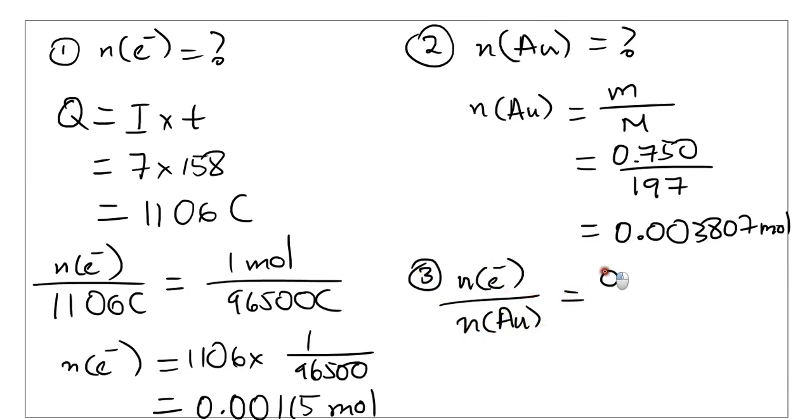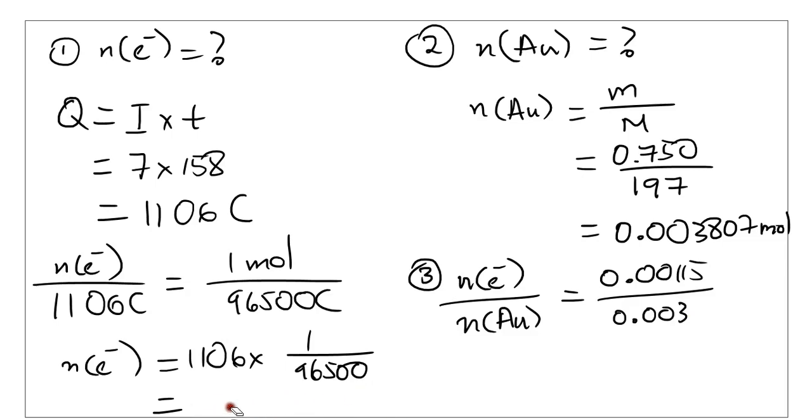But I will go 0.00115 over 0.003807. I think I've done something wrong. Oh, yeah. Just a transfer error. That's supposed to be 0.0115. So only 1 zero. Whew. Anyway, see, everyone makes mistakes, as long as you pick it up before the time ends, before you finish the question.